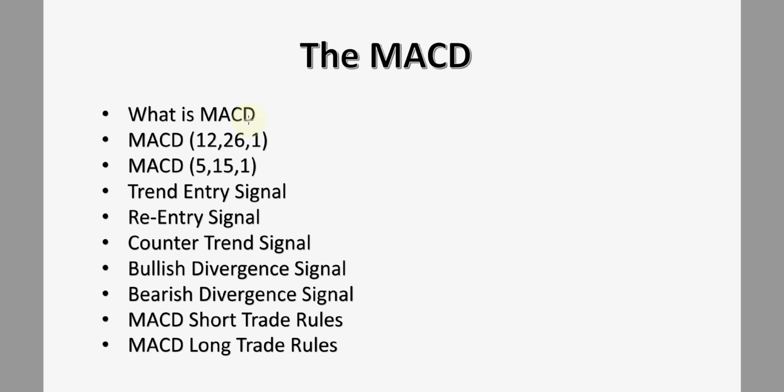So on the screen is the topic we will cover. We discuss MACD. We will discuss the two MACD settings we are using. We will look at the different types of entry signals: the trend, re-entry, counter trend, bullish divergence, and bearish divergence. Then we go through the list of rules that have been made available in a table. And finally, we will do a practice. We'll pull up a live chart to see how we can make use of these strategies to trade.